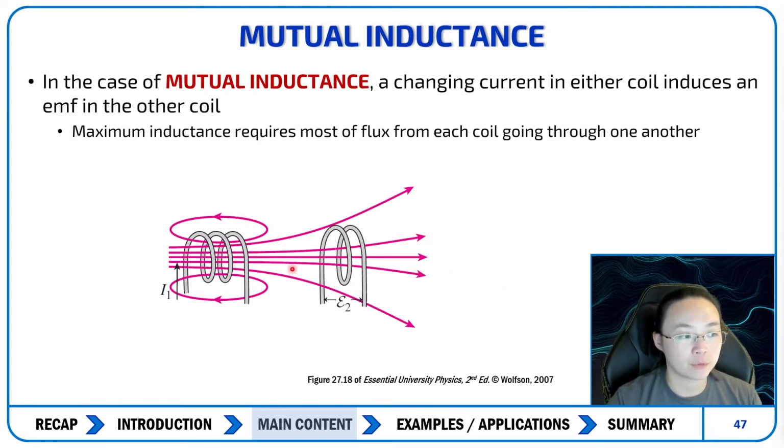So for example, over here, I have a current and it's going to produce a magnetic field. That magnetic field is going to go through the second coil and thus induce a current that will then give us an induced EMF, epsilon 2.